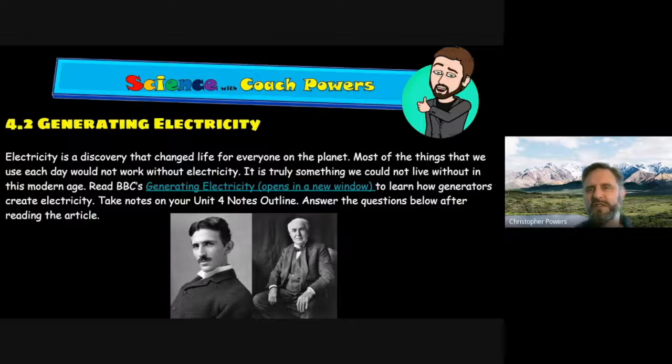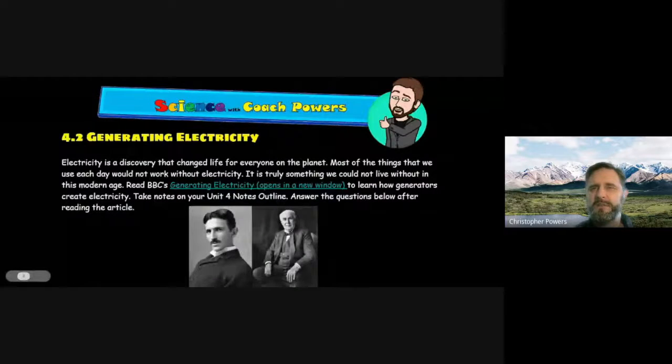BBC generates electricity. This is basically a look at, oh, I got an error. Well, you can open that up. This is generating electricity, and it opens up in a new window. Of course, you can read that to learn how generators create electricity. So there's some more information.